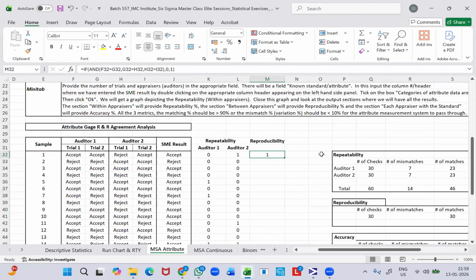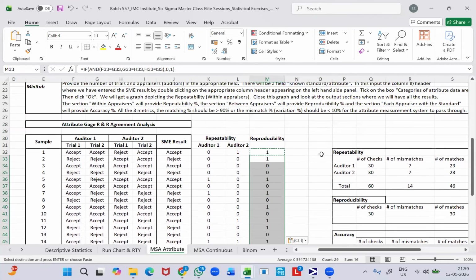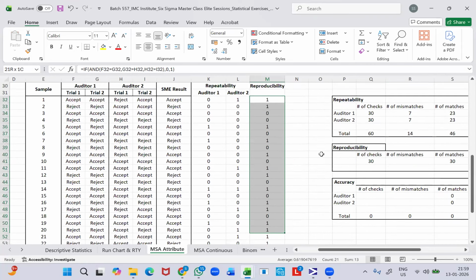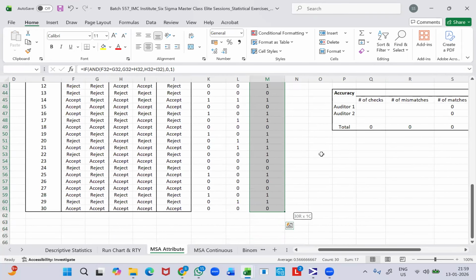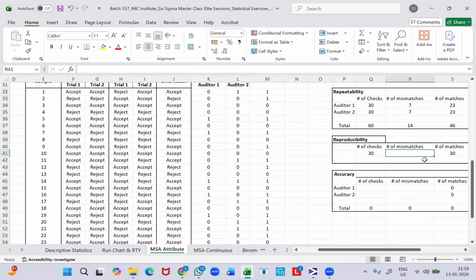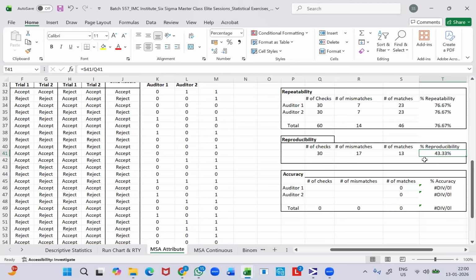Fine. So let me just copy paste this formula for all the other sample units and see how many mismatches are there for reproducibility. So let me count the number of mismatches for reproducibility. Here we can see 17 mismatches are there. Out of 30, 17 mismatches are there. So that's why I told you this is a stricter calculation compared to repeatability. So 17 mismatches are there.